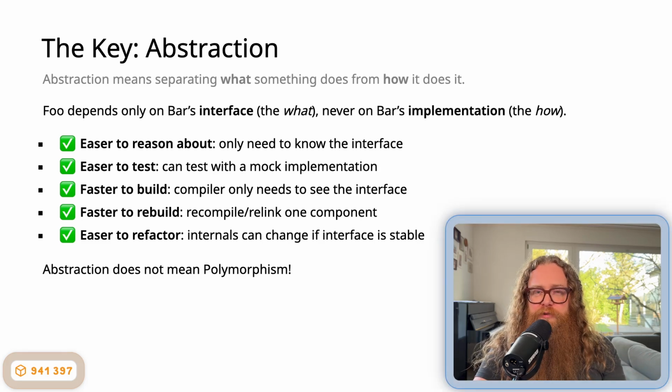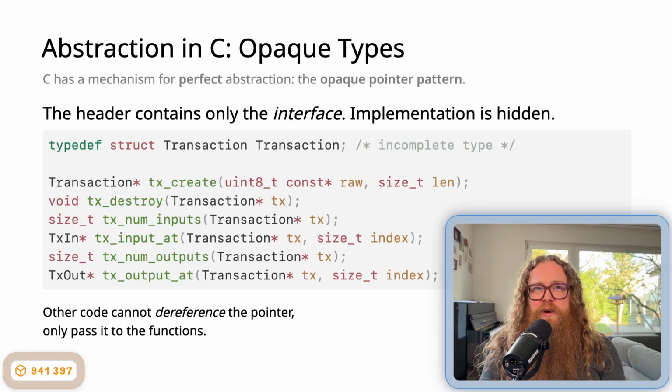And this is possible in C. In C, we have the perfect mechanism for abstraction. This is the opaque pointer pattern. And it is perfect in the sense that it's absolute. So the implementation details of a component are truly hidden.